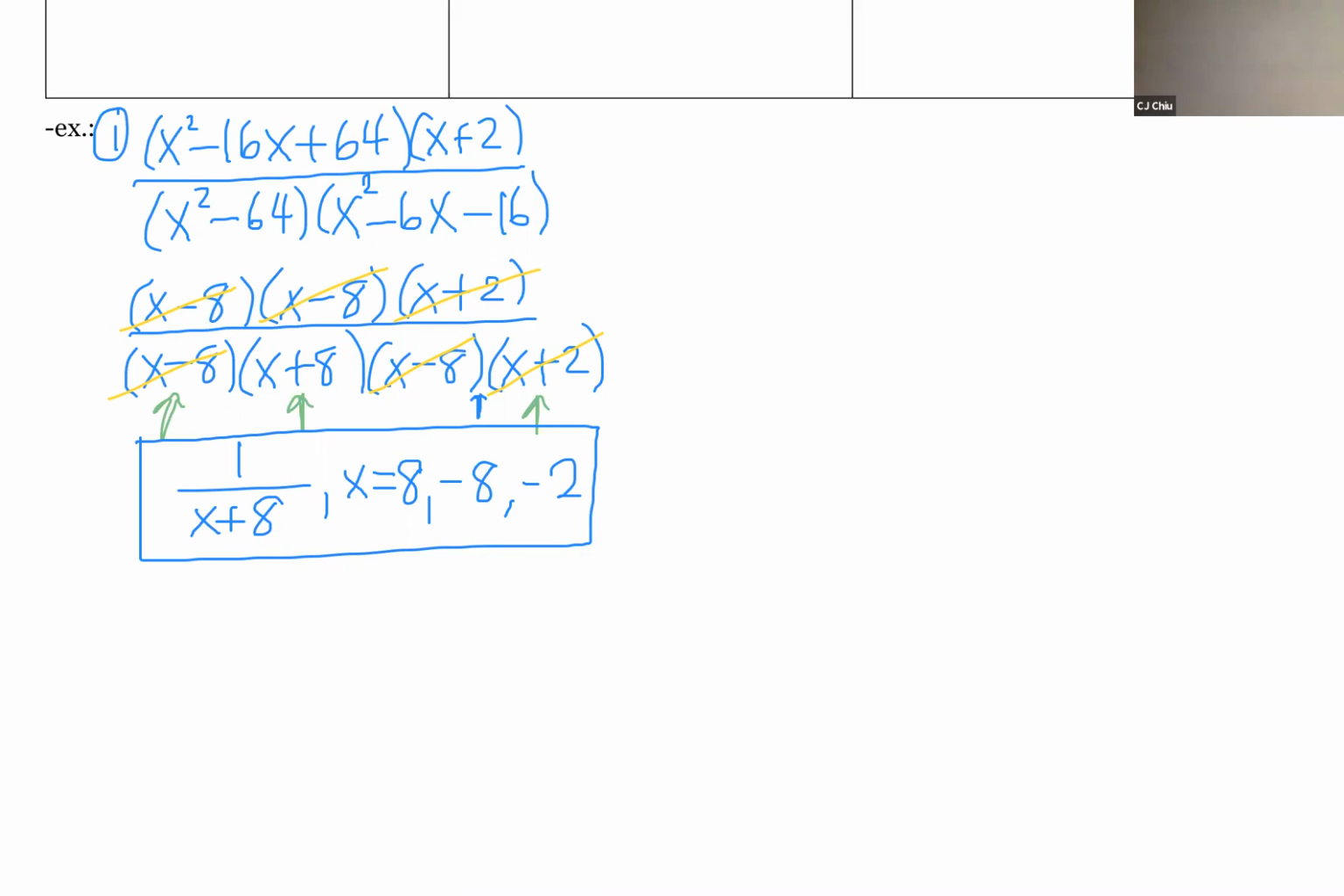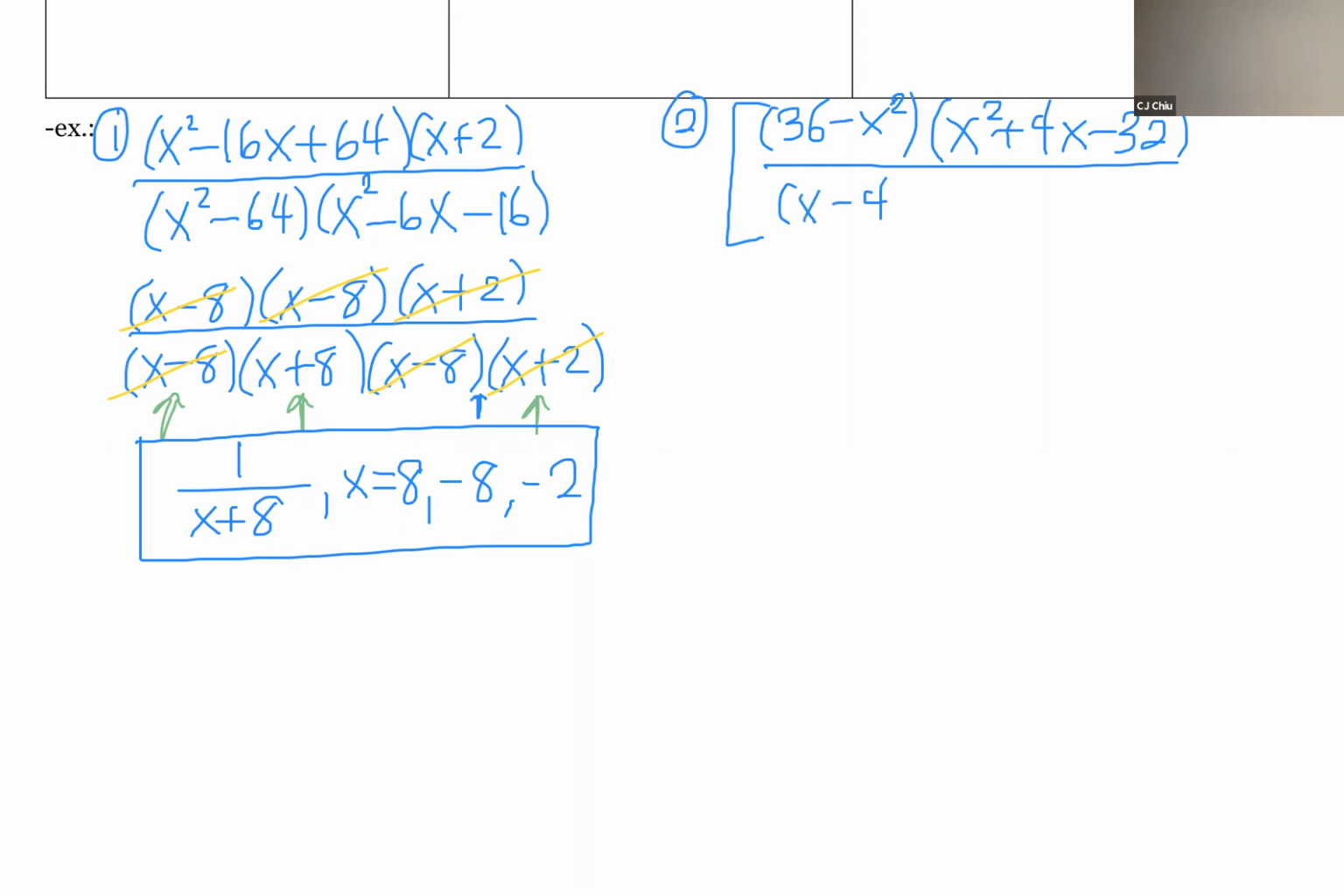Okay, let's do another one. So what if we have, in square brackets, something like 36 minus x squared over x squared plus 4x minus 32, times x minus 4 over x squared plus x minus 42, all to the negative 1 power.